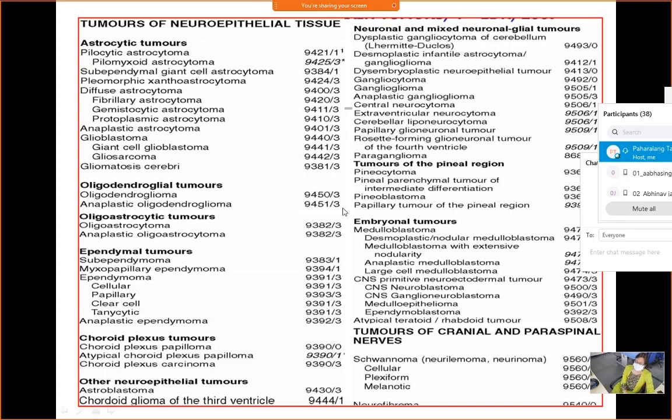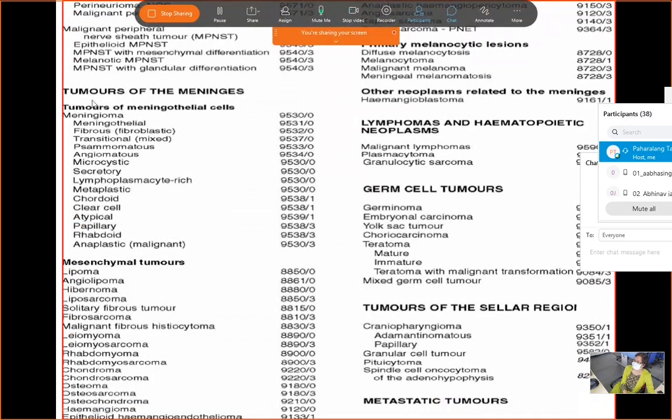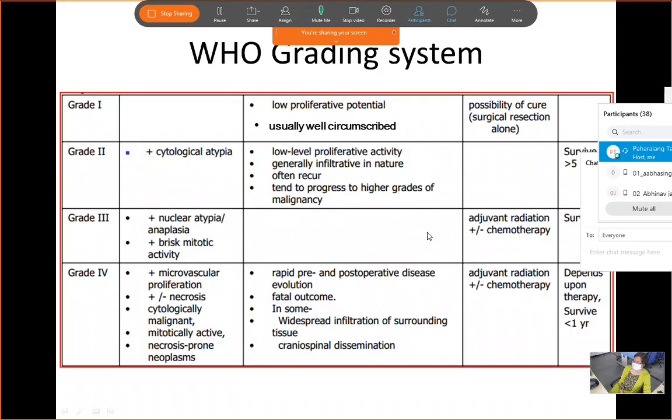Another thing which is important for you to know is the tumors of the meninges. Meningioma. There are so many types pathologically, which it's okay if you don't know. If you know transitional meningioma, it's more than enough. And we do ask you short notes on meningiomas. But there are so many other tumors of the brain which we will not talk about now.